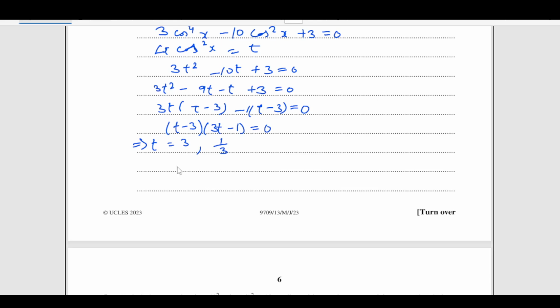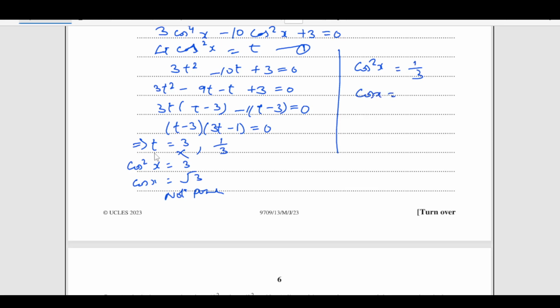So here now what was t? T is cos squared x from this equation. So that means cos squared x is equal to 3. So cos x is square root 3. This is not possible, right? So this is not the solution. So we are going to reject this one. So then we will have another value, cos squared x is equal to 1 over 3. So cos x is equal to square root of 1 over 3.